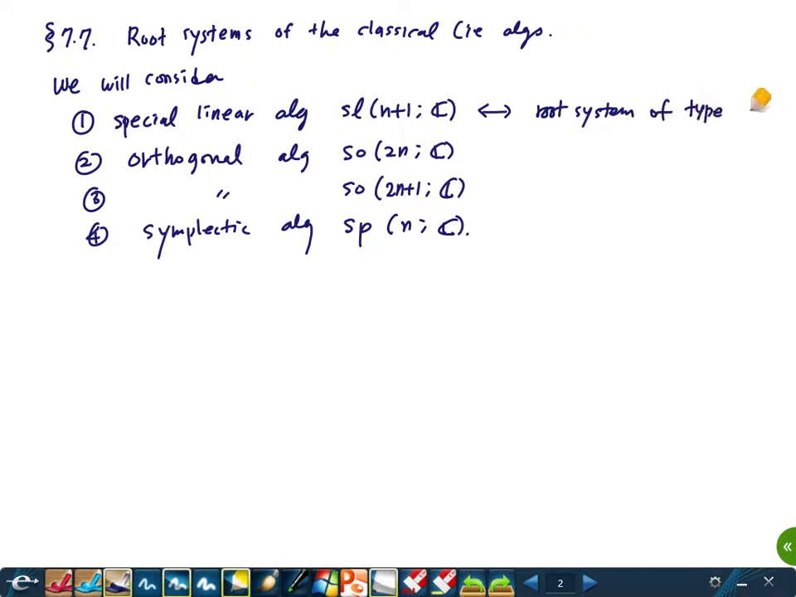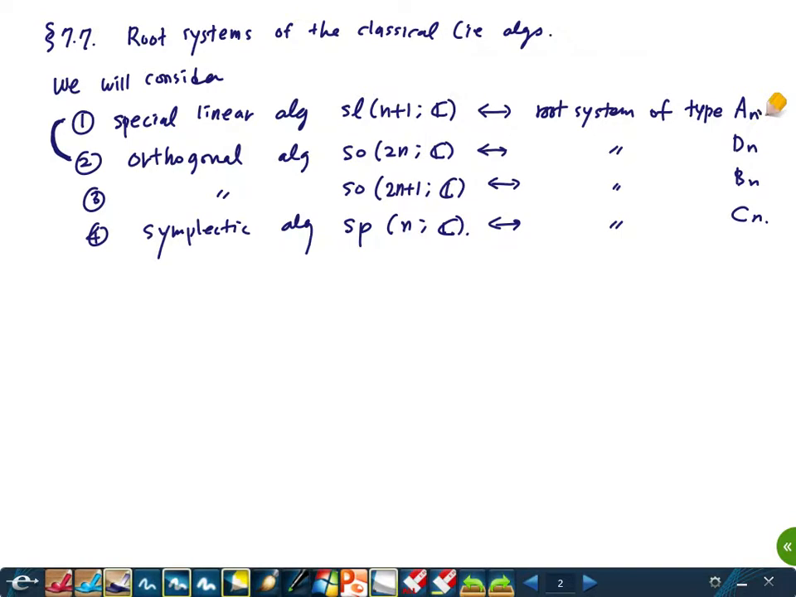And for the special linear algebra, the root system is commonly called the root system of type AN. And the root system of type DN, this is a root system of type BN, and this is the root system of type CN. Of course, usually it's listed A, B, C, D, but in this book, it's listed in this way. But I'm going to go through rather thoroughly the root systems of the first two classical types, type AN and type DN.